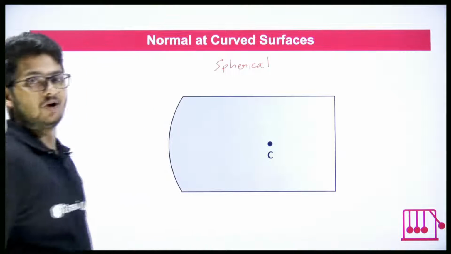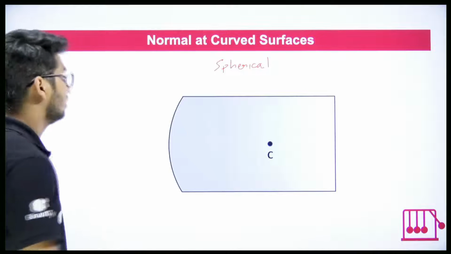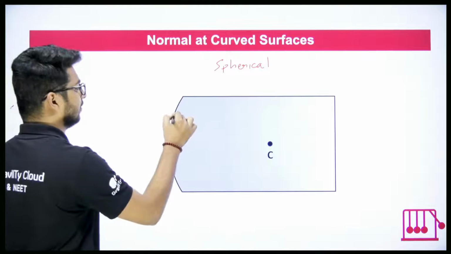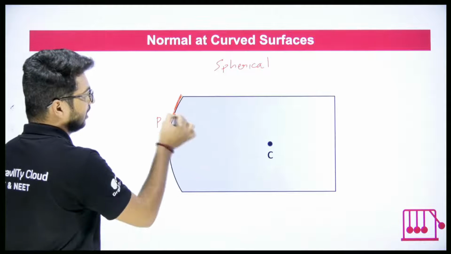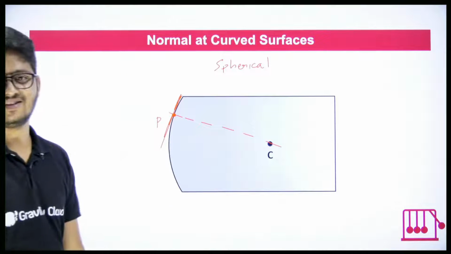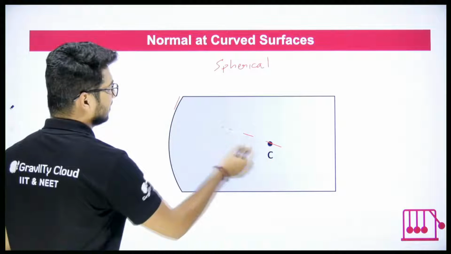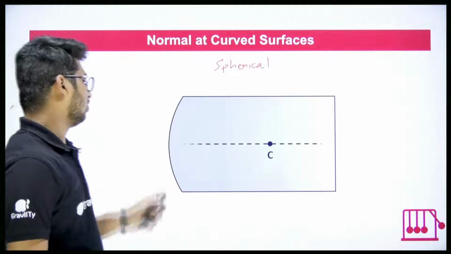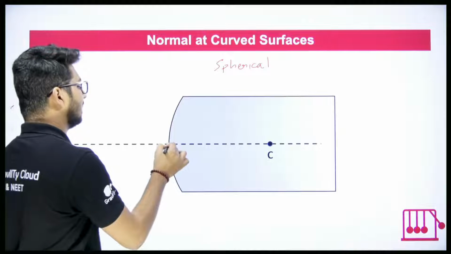So what is normal? Normal will be perpendicular to what? The surface. So at any point, if I take this point here, point P, the surface would be the tangent and perpendicular to the tangent would be the normal. Is that clear? So keeping that in mind, remember this: at any point on the surface, if I want to draw a normal, it will pass through its center.